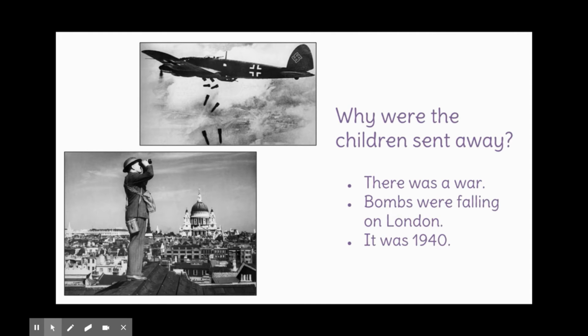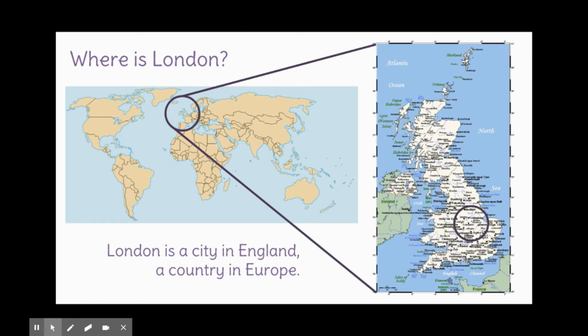From the video clip, we learned that the children were being sent away from London because there was a war and bombs were falling on the city. The year was 1940. Next, we'll learn a bit more about what was happening during that time. Where is London anyway? Well, London is the capital of England, which is a country in Europe.